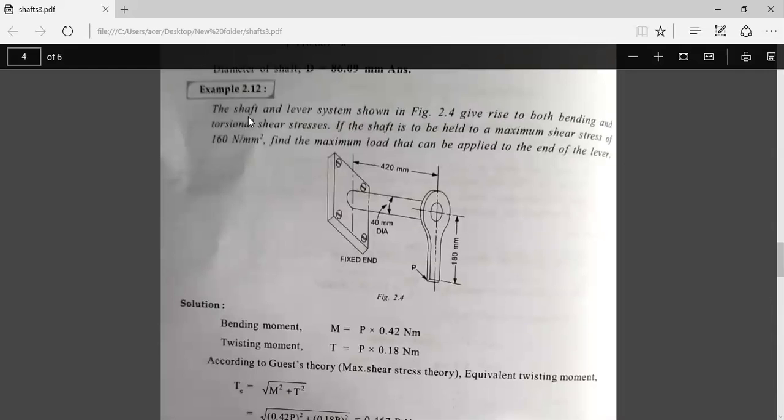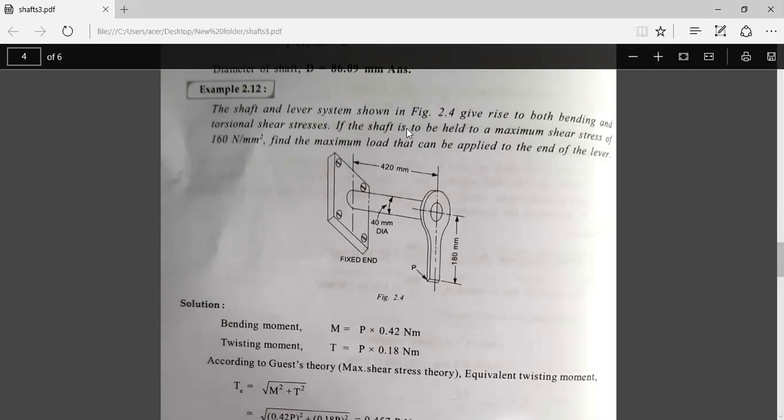So third problem, a shaft and lever system shown in figure 2.4 gives rise to both bending and torsional shear stresses. If the shaft is to be held, we can rotate it like this with the lever, okay? This is the shaft and this one is the lever. So the shaft and lever system shown in figure 2.4 gives rise to both bending and torsional shear stresses. If the shaft is to be held to a maximum shear stress of 160 Newton per mm square, find the maximum load that can be applied to the end of the lever. So here we are going to calculate this P value.